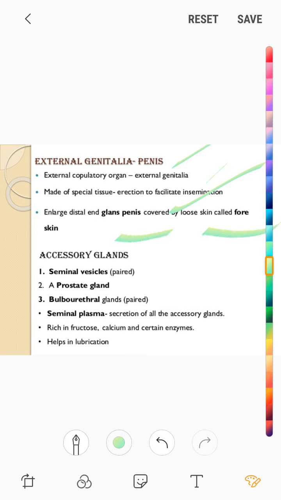The front portion is the foreskin. If we look at the accessory glands, there is one seminal vesicle, one prostate, and there are Cowper's glands. Seminal plasma is the fluid. These accessory glands are rich in fructose, calcium, and certain enzymes, and help in lubrication.